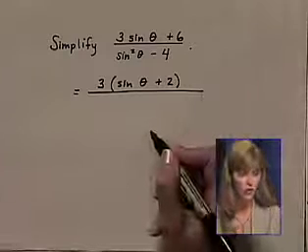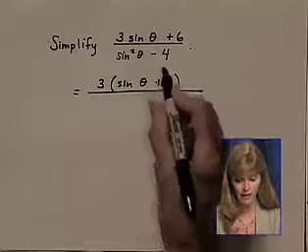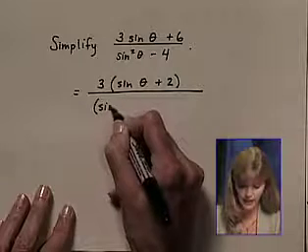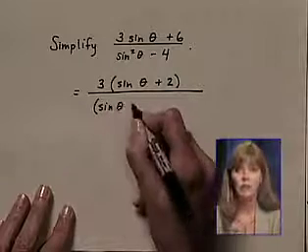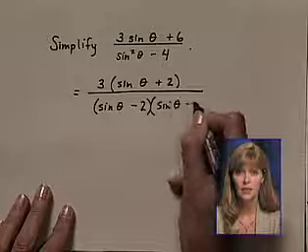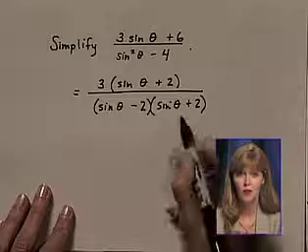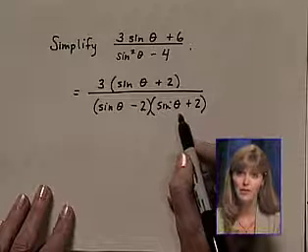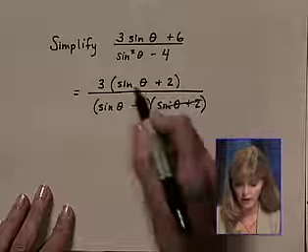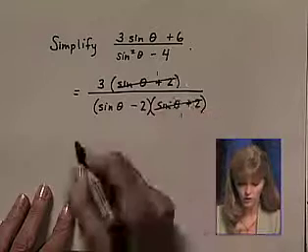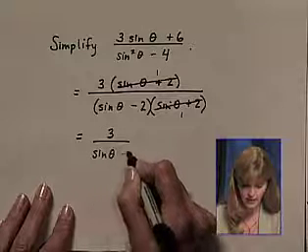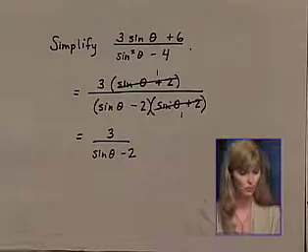In our denominator, you'll notice that we end up having, again, a difference of 2 squares. We can think of this as sine of theta minus 2 times sine of theta plus 2. And now notice that we have a common factor of sine of theta plus 2. And so we can actually think of dividing both numerator and denominator by that term. It divides out, and we come up with 3 divided by the sine of theta minus 2.